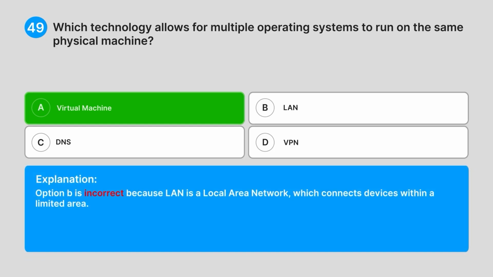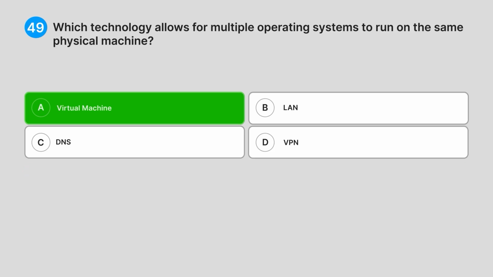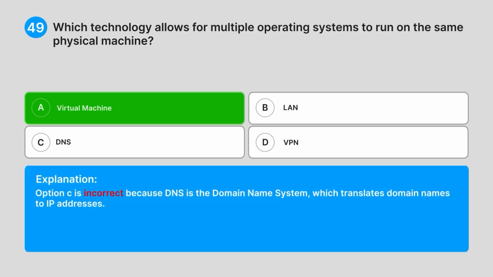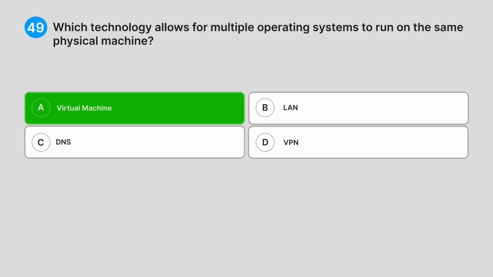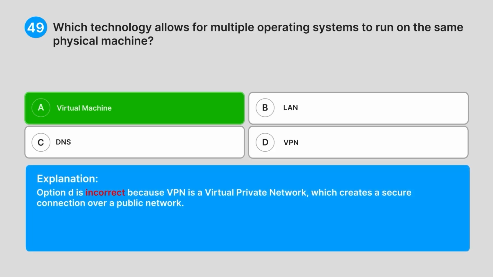Option B is incorrect, because LAN is a local area network, which connects devices within a limited area. Option C is incorrect because DNS is the domain name system, which translates domain names to IP addresses. Option D is incorrect because VPN is a virtual private network, which creates a secure connection over a public network.